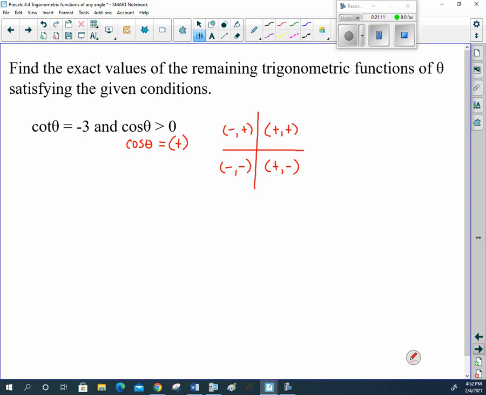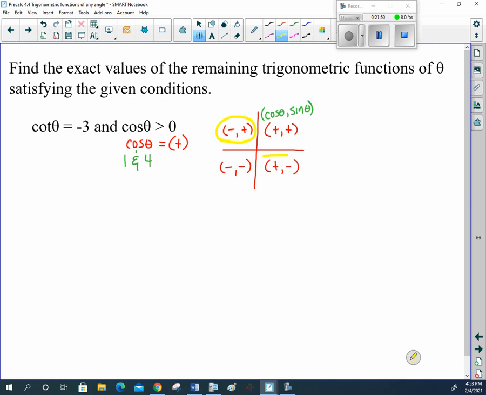And remember, it's like cosine theta, sine theta. So that tells you the signs in each quadrant. So cosine is positive in the first and the fourth quadrant. So I know it has to be in the first or the fourth quadrant. But I also know that cotangent is a negative number. So the only place where cotangent is negative is in the second and the fourth quadrant. And how do I know that? Because if you take a negative number and divide it by a positive number, that's going to turn out to be negative.